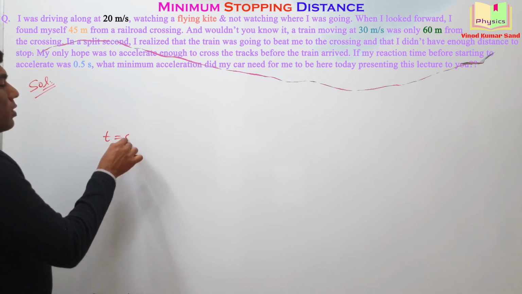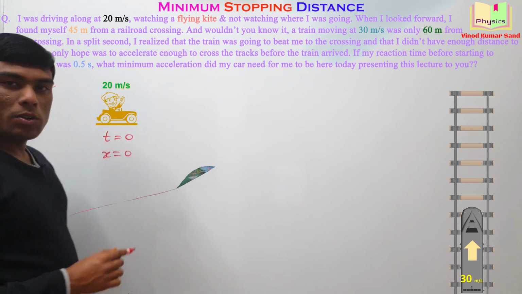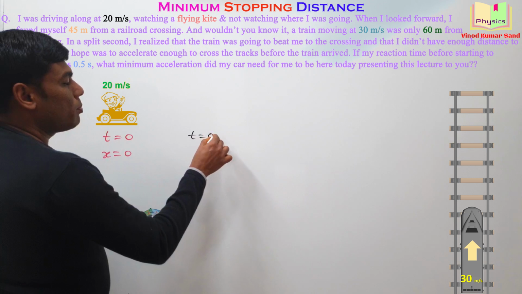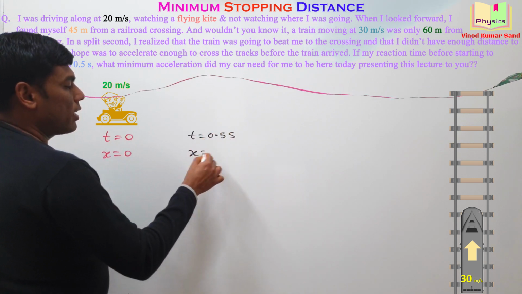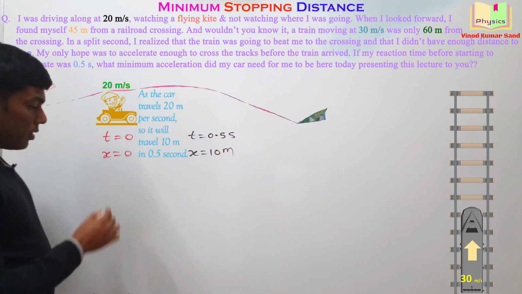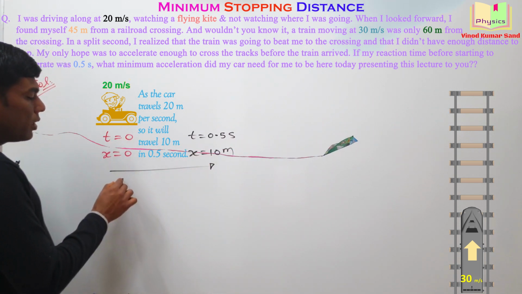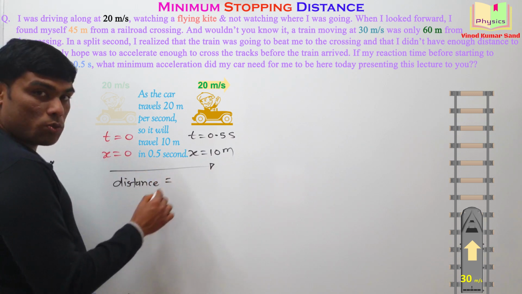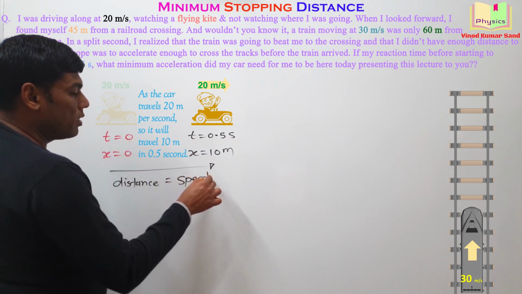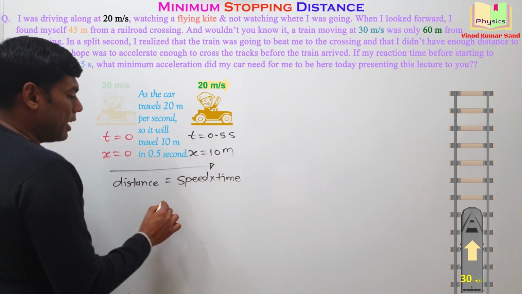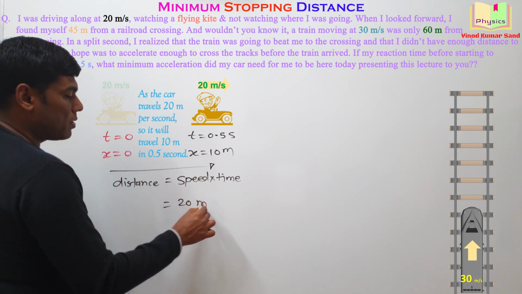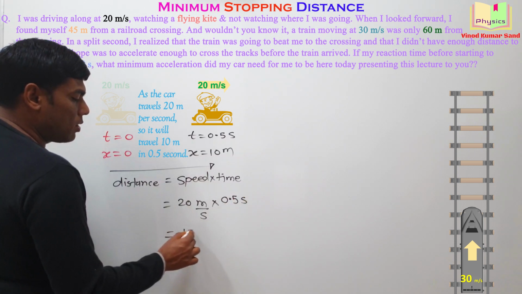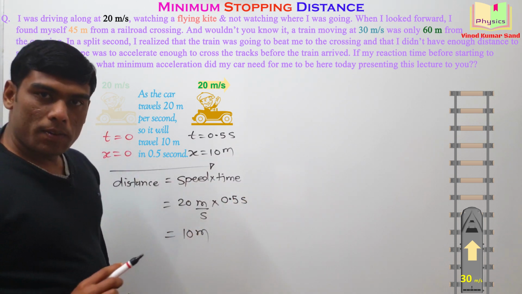As usual, we'll draw a diagram. t is equal to 0. The car is at x is equal to 0. Okay. And since the reaction time is 0.5 second, the x coordinate here will be 10 meter. How? We know that during the reaction time, the speed is constant. So the distance will be equal to speed into time. And the speed is 20 meter per second. Time is 0.5 second. So this answer comes out to be 10 meter.